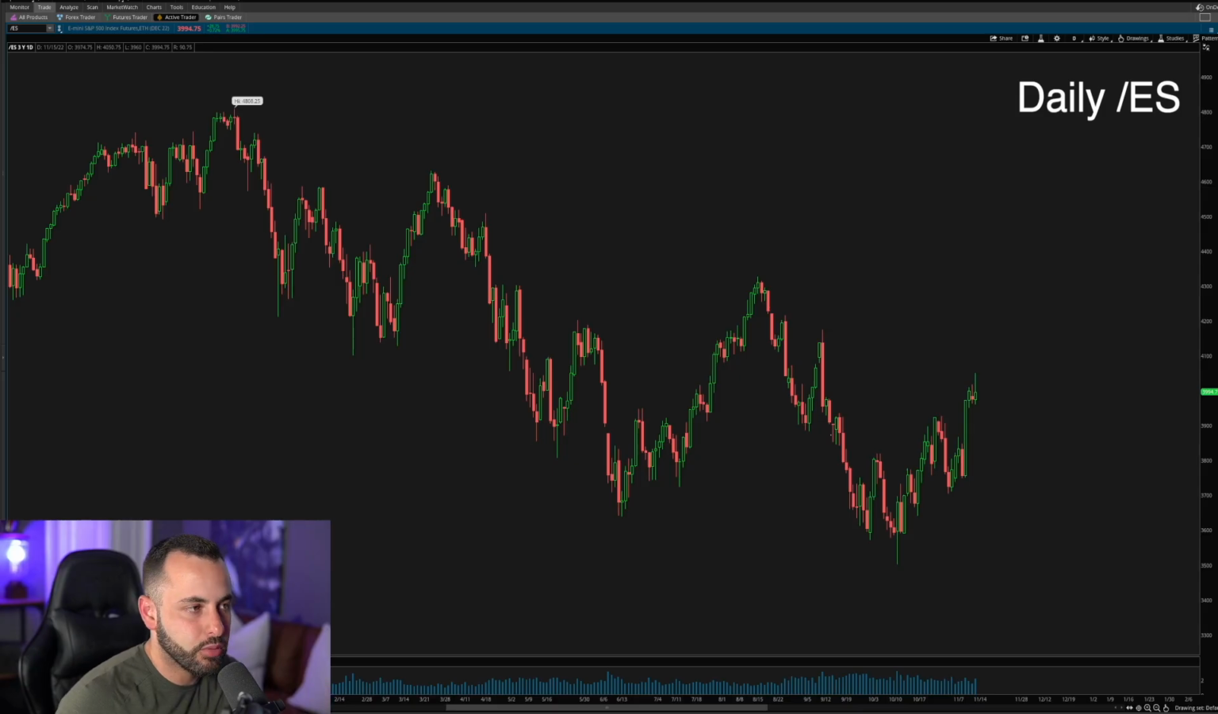So let's go ahead and jump right into this. On your screen, you are looking at the daily chart on the S&P 500 futures. This is the /ES. We're going to go ahead and start the analysis here, go to the SPY ETF, and then we're also going to go to the NASDAQ as well.